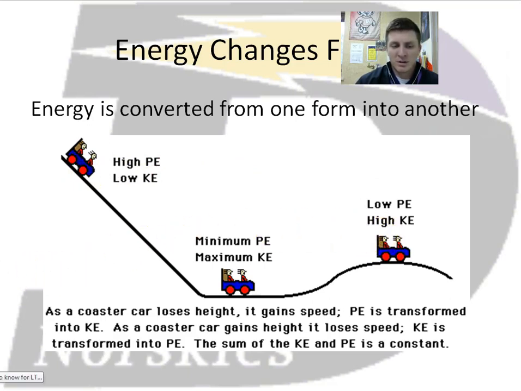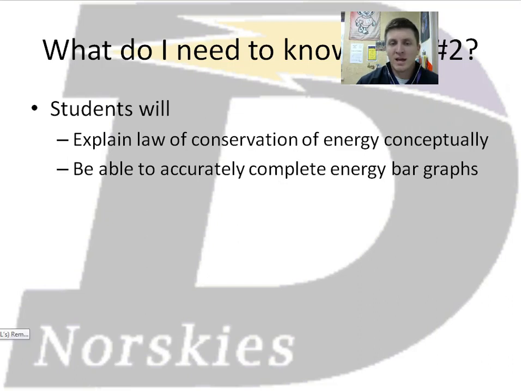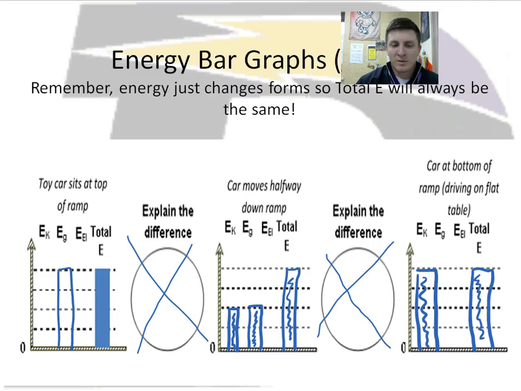The second thing that you're going to have to know is you're going to have to be able to accurately complete energy bar graphs. For right now, that's this skill. The car sits at the top of the ramp, the car moves halfway down the ramp, etc. You're going to have to fill out these energy bar graphs for each one of those events throughout the motion event. Do not worry about the explain-the-difference part. That comes in learning target 3.